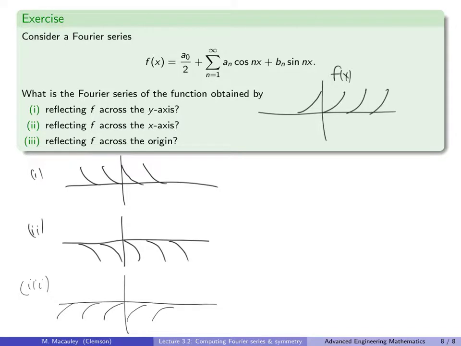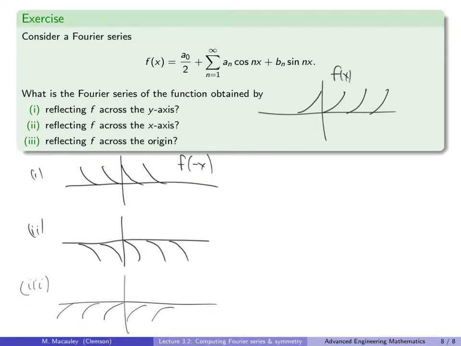So suppose we know the Fourier series of this function here. What is the Fourier series of these three functions, these reflections of them? I'm going to answer that very straightforwardly. This is a good exercise because it's a test to see whether you can understand this. So what is this function, first of all, if it's reflected across the y-axis? I claim that this function is f of negative x. See that? F of negative x takes this and reflects it across the y-axis.